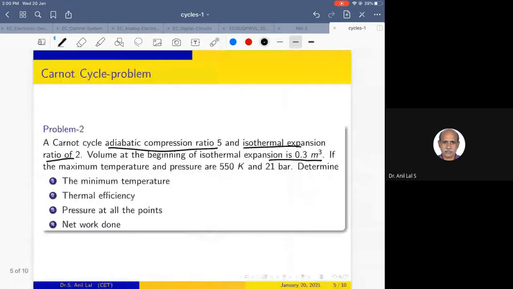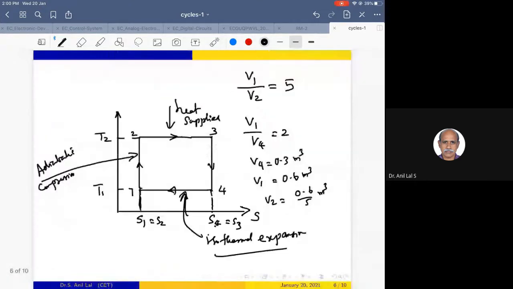Okay. Next, the maximum temperature and pressure in the cycle. This particular thing is a compression. This is also compression. So the maximum pressure is P3. P3 is equal to 21 bar. So 1 bar is approximately 0.1 megapascal, or 10 to the power 5 pascal. Pascal is Newton per meter square. So this way you can write P3.